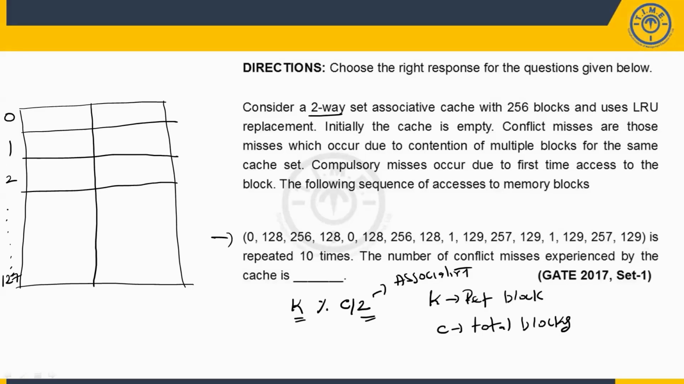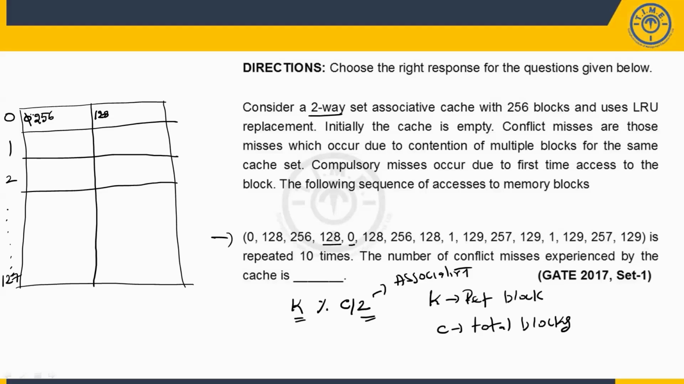Now 0 mod 128 is equal to 0. 128 mod 128 is equal to 0. I can place it here since there are 2 blocks under set 0. Again 256. 256 mod 128 is equal to 0. But all these are compulsory misses, since we are accessing these blocks for the first time. These 3 will be the compulsory misses. Then 128 is a hit. We don't need to replace anything. Then comes 0.